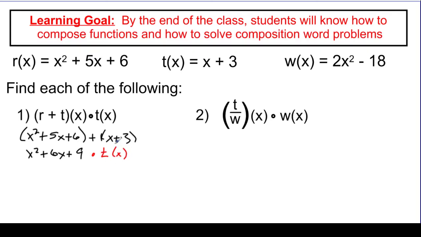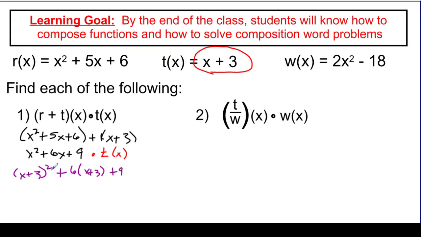Well, t of x, what this means, if I take something and I ask you to compose it with t of x, I'm saying go get t of x, here it is, plug it in everywhere that you see x. So I'm going to do that. We're going to say x plus 3 squared plus 6 times x plus 3 plus 9.